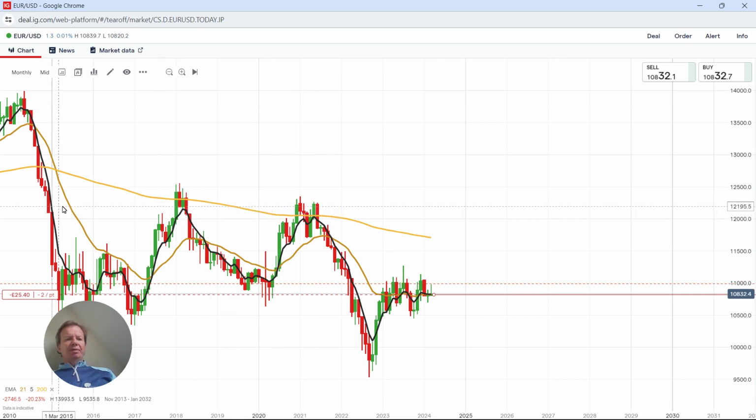I've got two other moving averages which I use to indicate a price trend as well. The black is the 5 EMA, and the gold is the 21. When the 5 crosses the 21, you're in a short-term trend. As you can see, it crossed there, crossed here, but then it went back up again. This is obviously on the monthly.